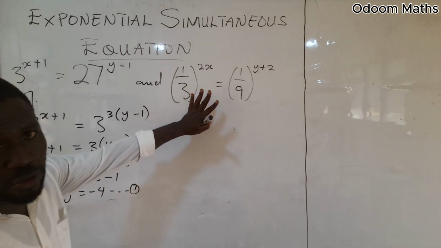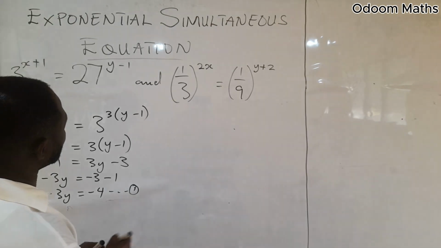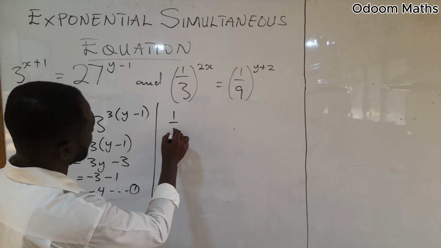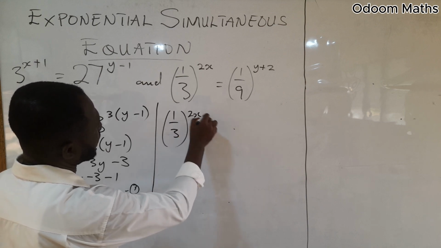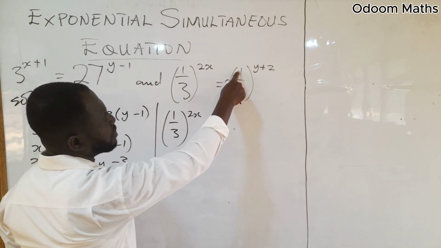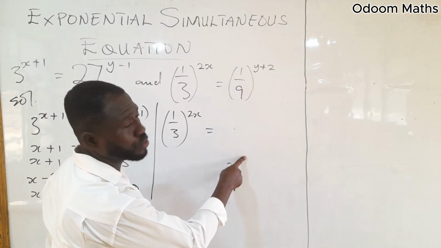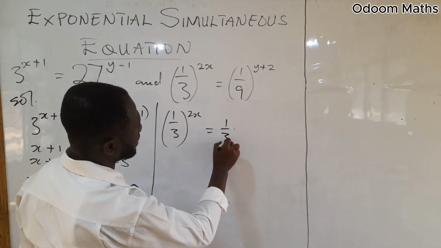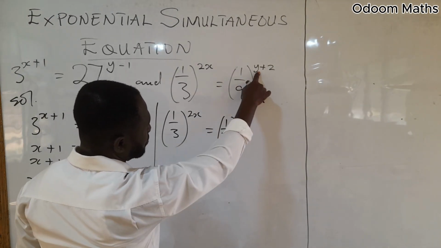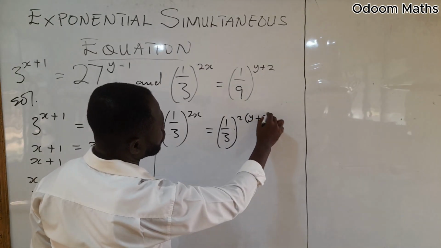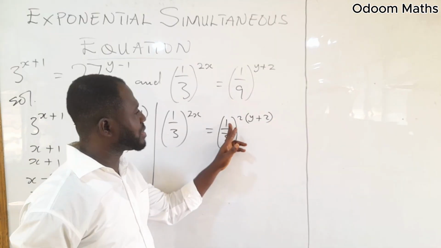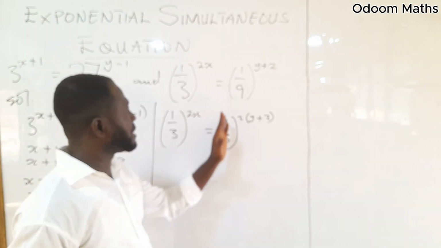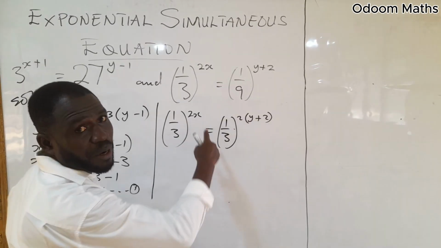Now let's look at the second one. Here too, 1 over 3 to the power 2x, and we can write 1 over 9 as 1 over 3 to the power 2, because 1 over 3 to the power 2 gives us 1 over 9. We shouldn't forget the y plus 2. If I raise 1 to the power 2, I get 1, and if I raise 3 to the power 2, I get 9. So this is the same as this one. Now the bases are the same, so we equate powers and continue.